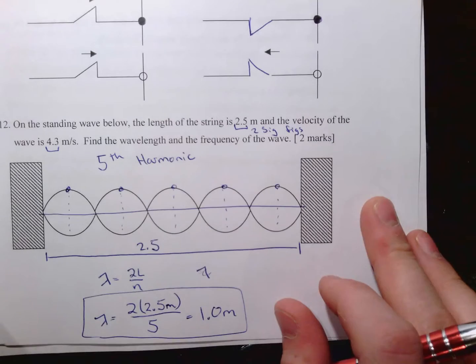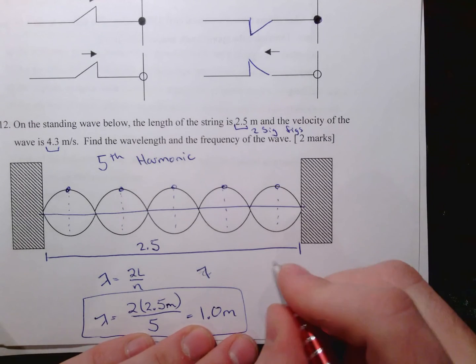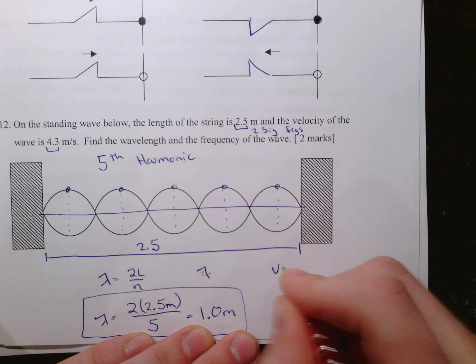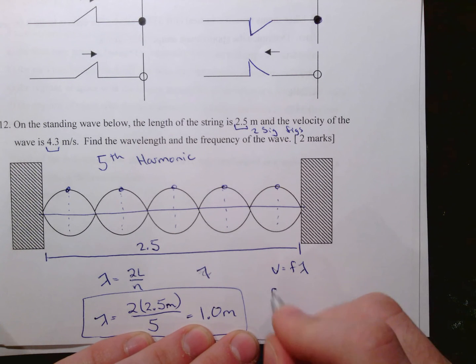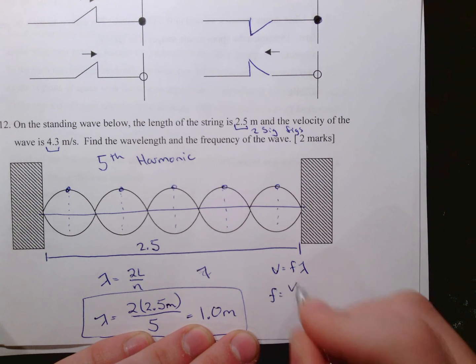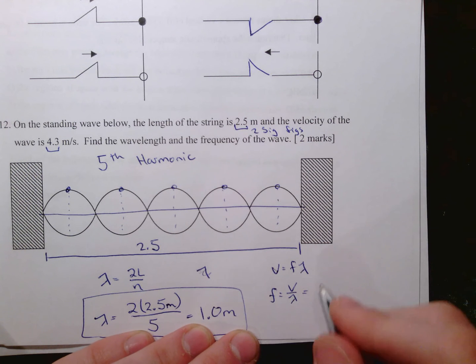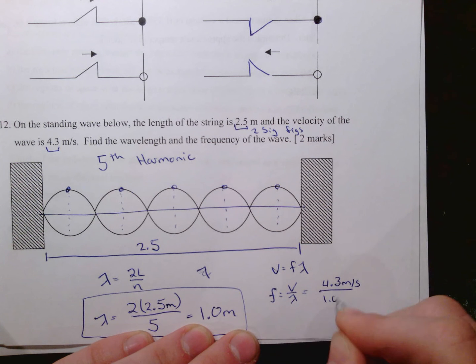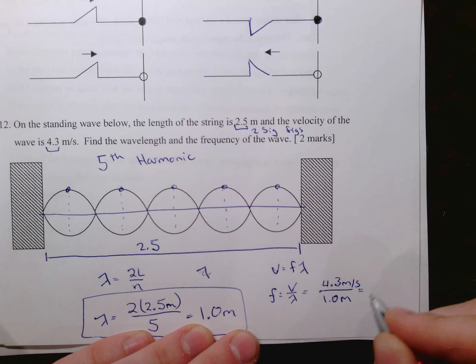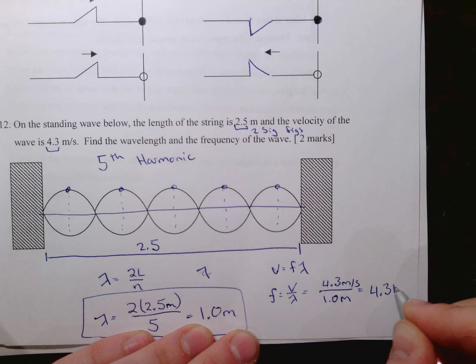Now, the frequency is solved just with the wave equation. So velocity is equal to f lambda. Rearranging for f, we get frequency is velocity over wavelength. Putting in the numbers we have a velocity of 4.3 meters per second and a wavelength of 1.0 meters. This gives us a frequency of 4.3 hertz.